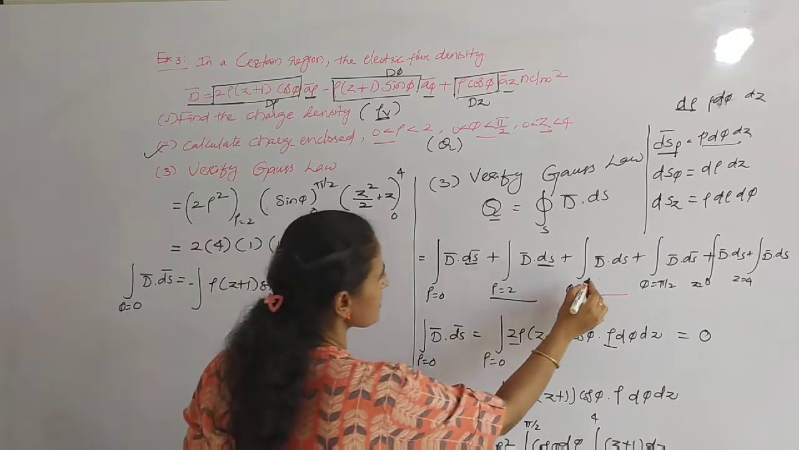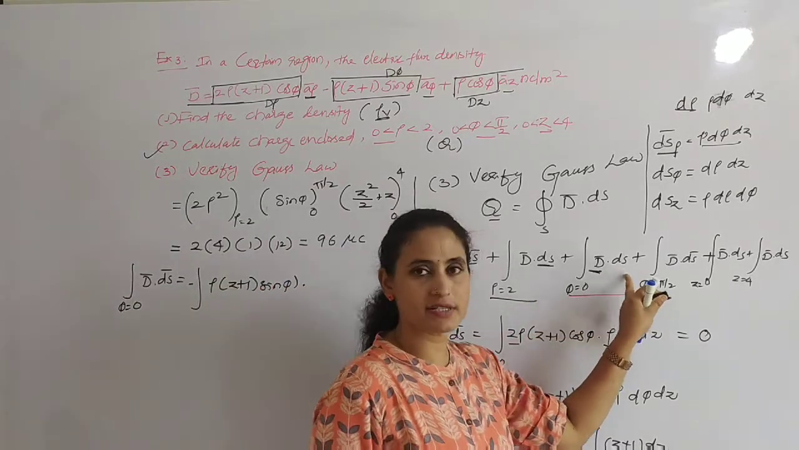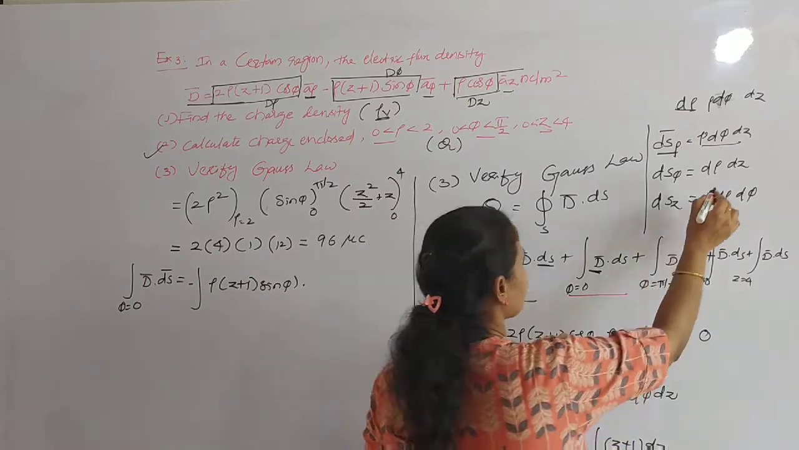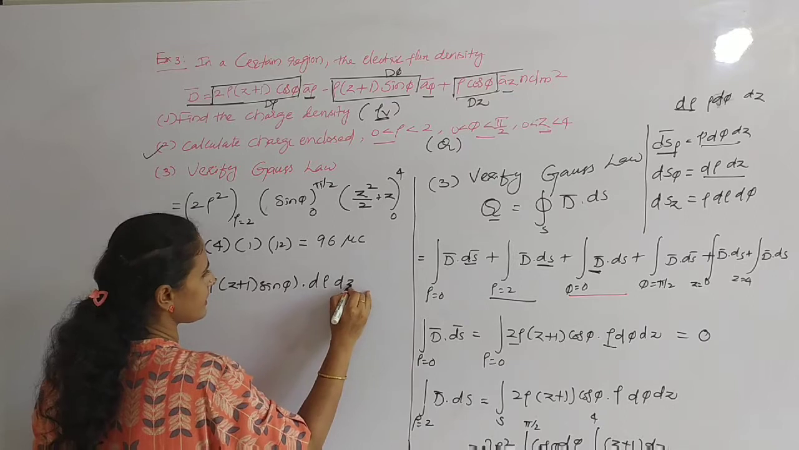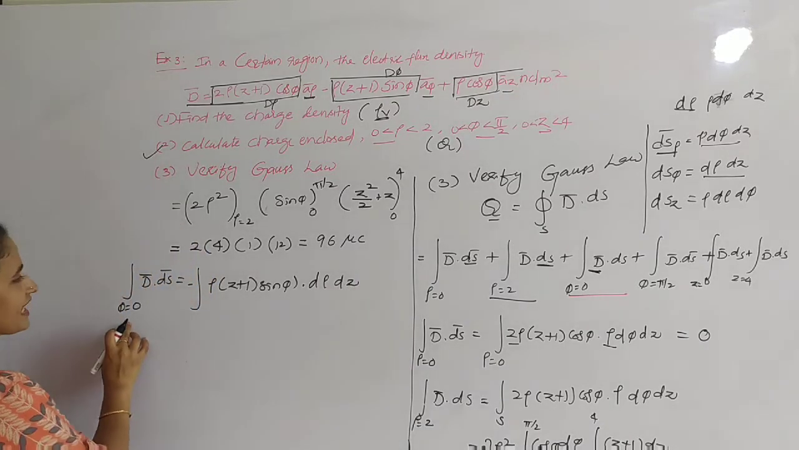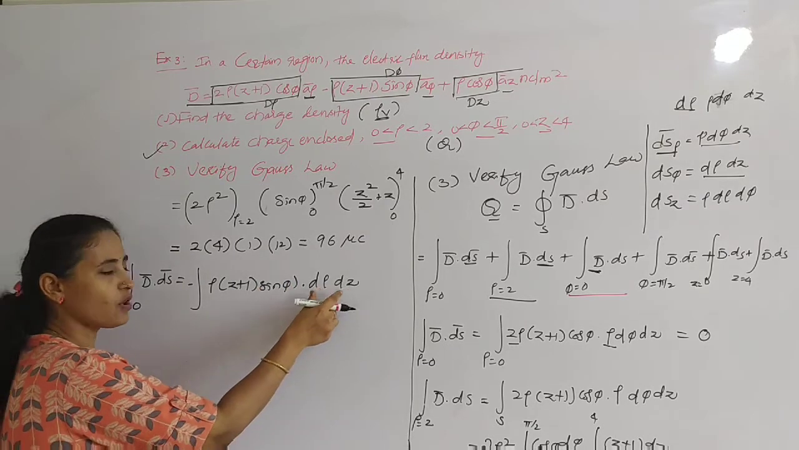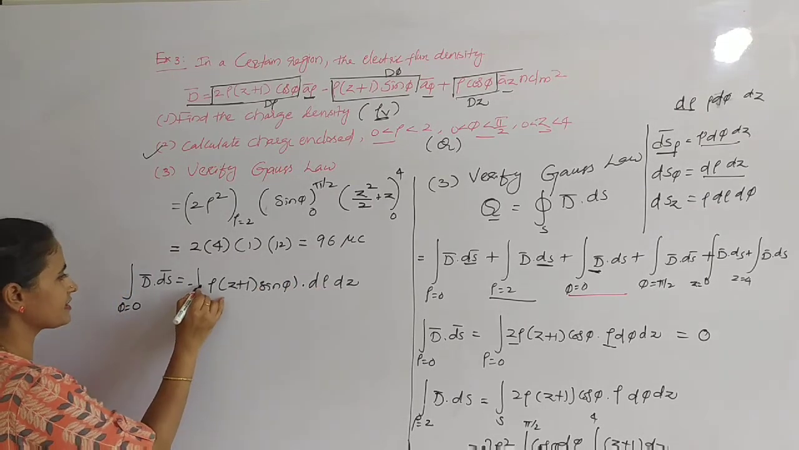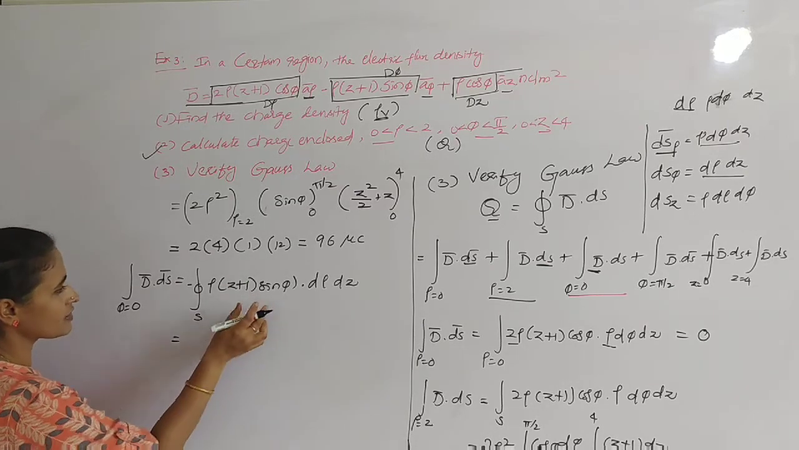What is this? This is D bar dot dS bar, where the differential surface normal to phi is d rho dz. This is at phi equal to 0. Now we have two integral terms, d rho with dz. This is a surface integral. The remaining terms are constants, so I will take the constant terms outside.